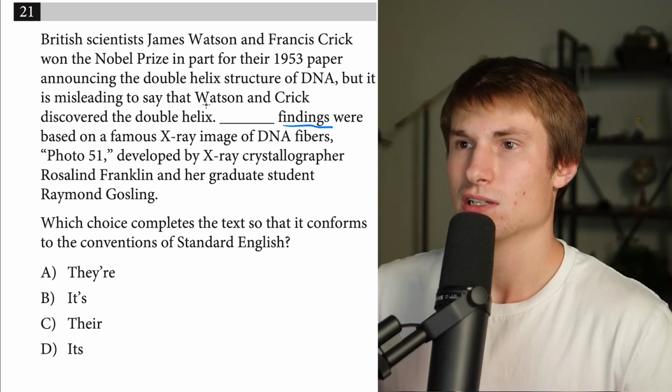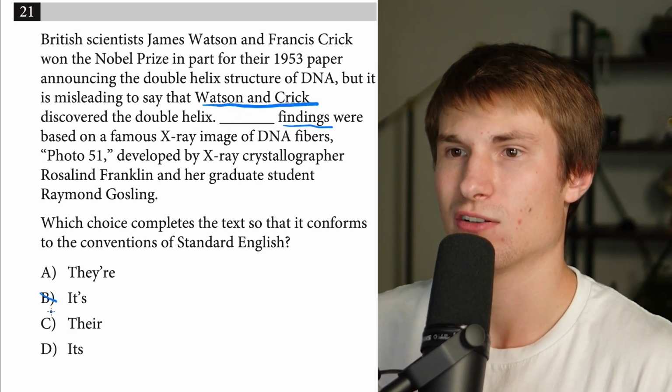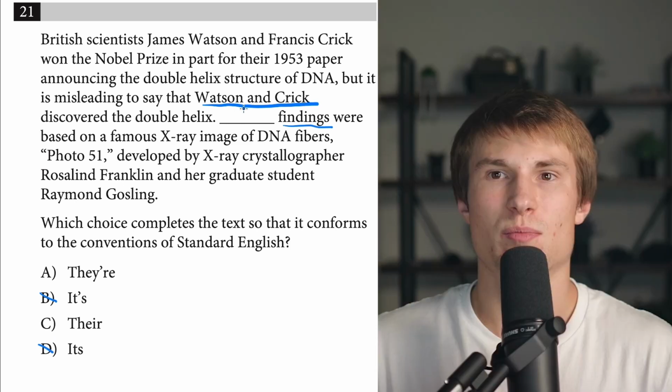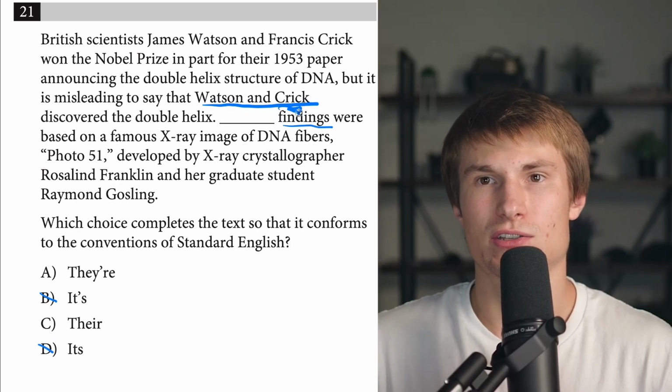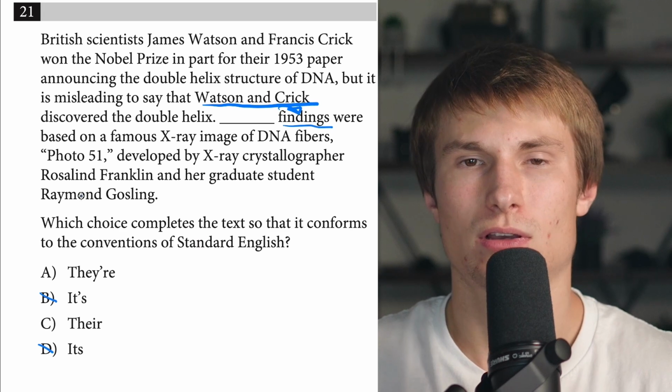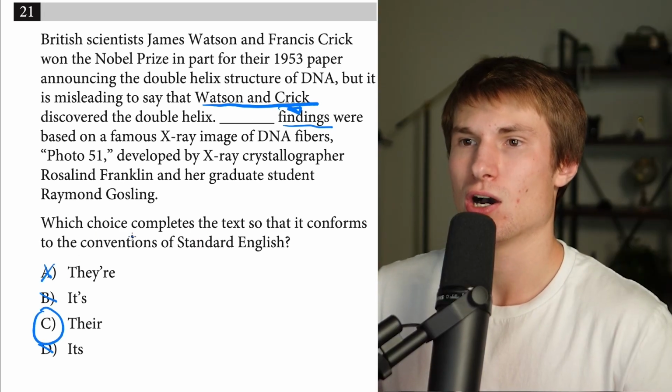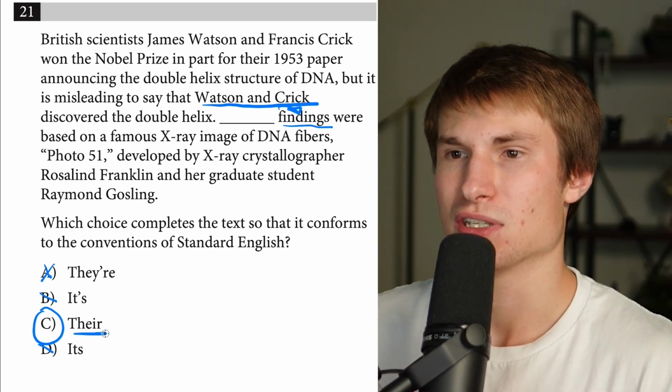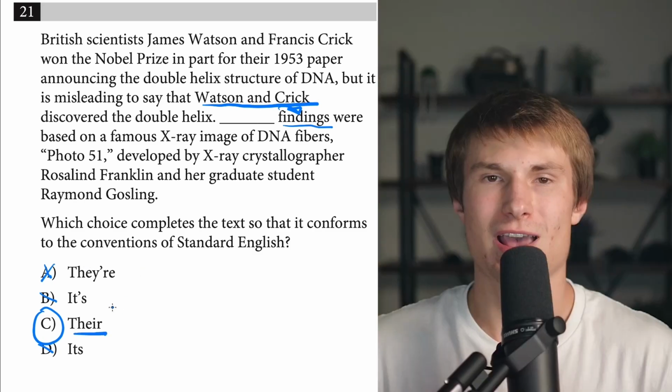Well, the subject is Watson and Crick. So two people, so we have a plural subject, so we can get rid of B and we can get rid of D. Now keep in mind that it is their findings. They do own the findings. It is possessive. So plural and possessive means our answer would have to be C. Option A is "they are," which is not possessive. Option C is plural possessive, so our answer would have to be C.